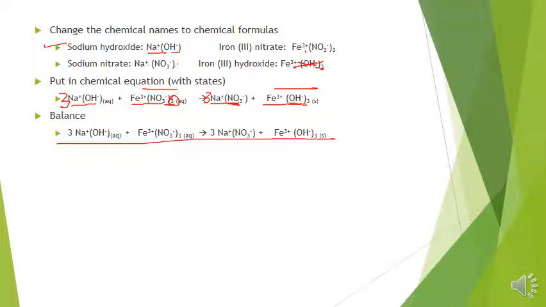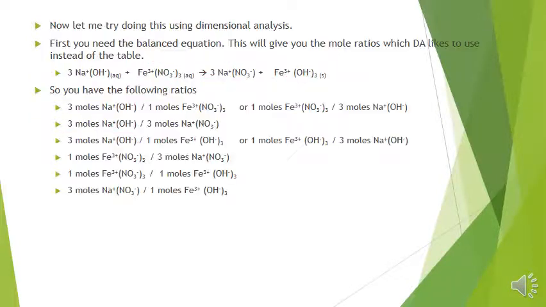Okay, now we're going to use this chemical equation to come up with our answer. So now we're going to apply dimensional analysis. You need to have the balanced equation. And to do dimensional analysis using chemical equations, you need to use what are called mole ratios. And actually there are 6 mole ratios. You have 3 NaOHs for every one of these. You have 3 NaOHs for every 3 of these.